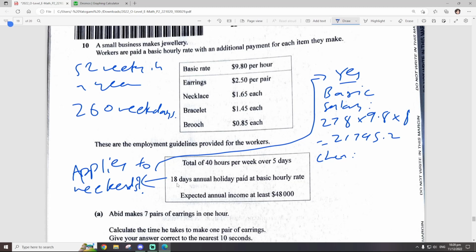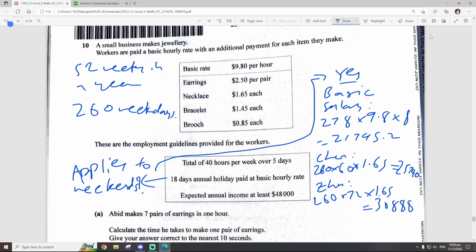Then if you are Chen, you make 60 on 260 of those days. So you get 260 times 60 times 1.65. And if you're Su, 260 times 72 times 1.65. This is 25740, and this is, well, it's 6 over 5 times of this, it's 30888. Wow.